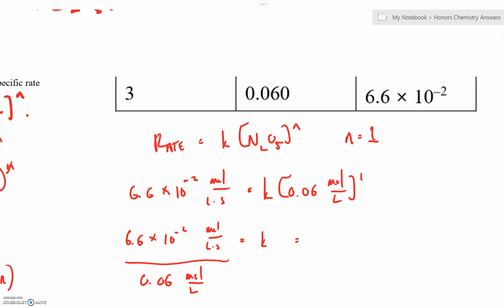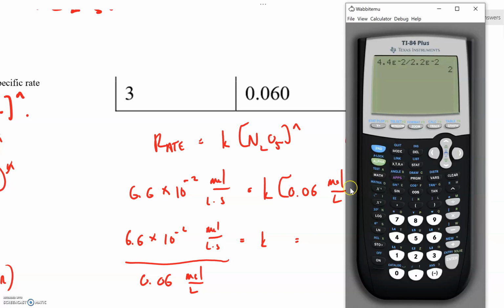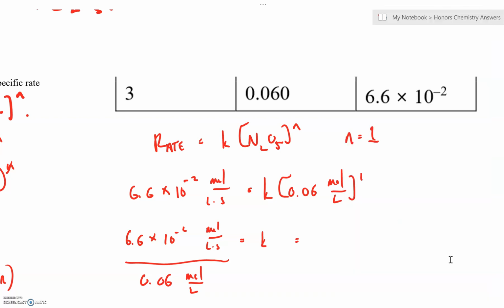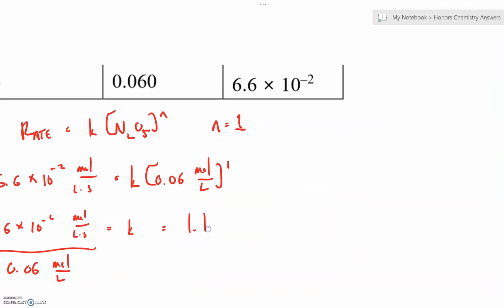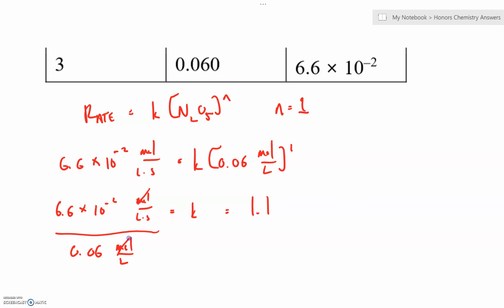So we'll get the value, and I don't think you need a calculator for this one either, but we'll do it anyway. We'll say 6.6 times 10 to the negative 2 divided by 0.06 gives us 1.1. So our value for constant K is 1.1, and look what happens to our units. Moles cancels moles. Liters cancels liters. It leaves us with seconds in the denominator.